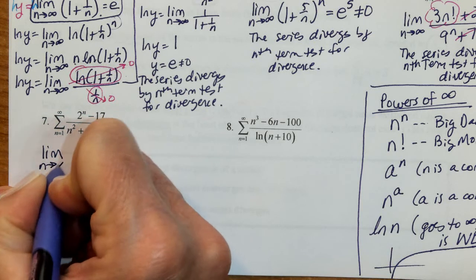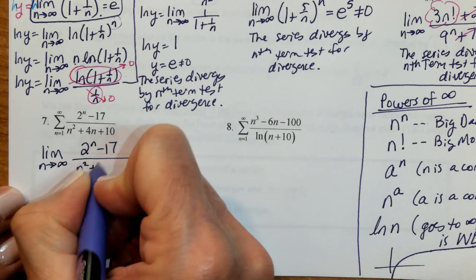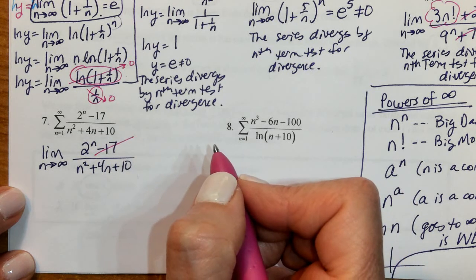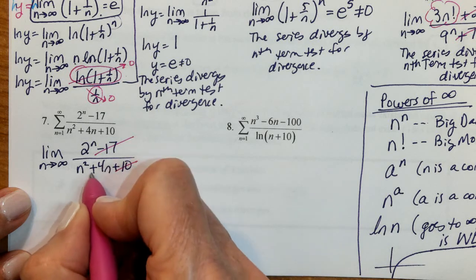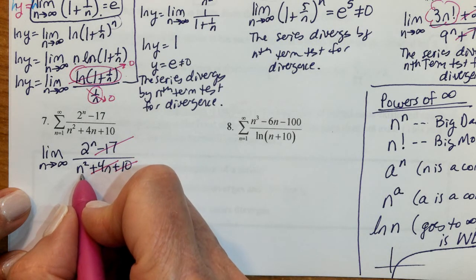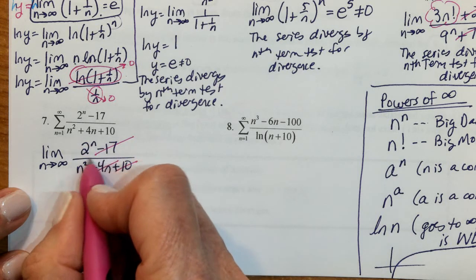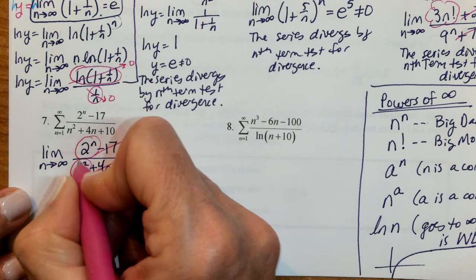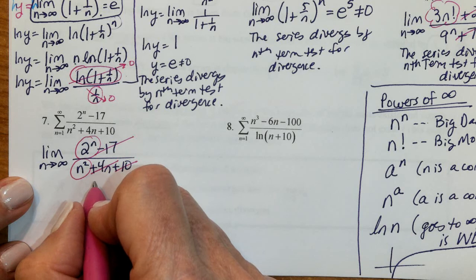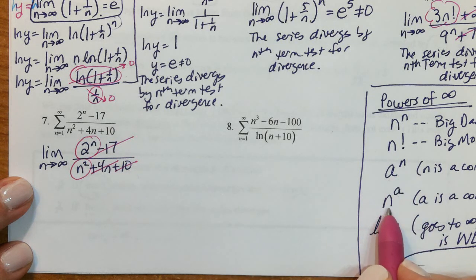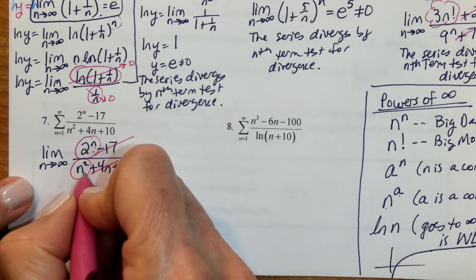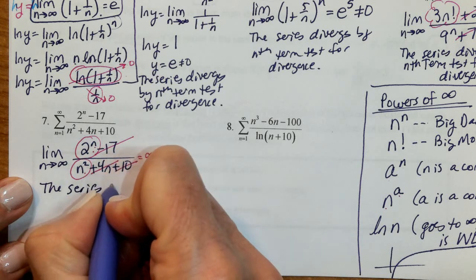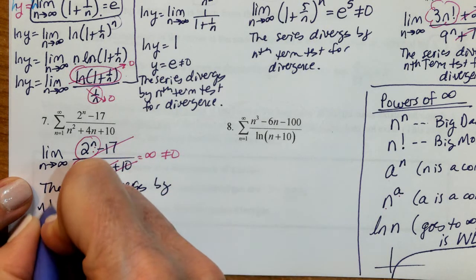Okay. Number 7. We're going to take the limit as n goes to infinity, 2 to the n minus 17 over n squared plus 4n plus 10. As n goes to infinity, the negative 17 is insignificant, the plus 10 is insignificant, and the plus 4n is insignificant compared to n squared. You're going to ignore everything except the largest power on top and the largest power on the bottom. That's what you're going to be looking at. So I have 2 to the n divided by n squared. That's what this behaves like. Which is more powerful? Well, 2 to the n is more powerful than n squared. So this behaves like infinity over 1, which is infinity, not 0. Therefore, the series diverges by nth term test for divergence.